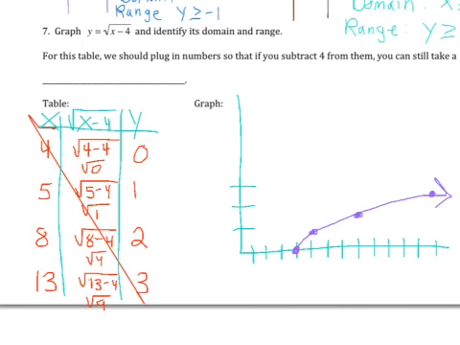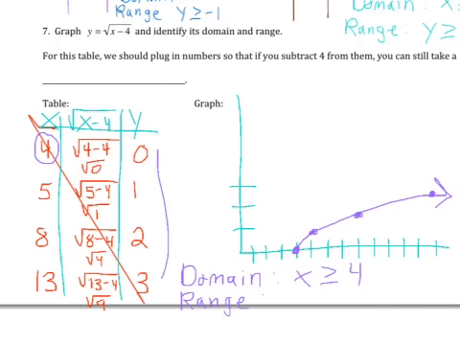So this is different from the other ones because this did not move up and down. This moved side to side. So that is going to affect our domain. The smallest number we were allowed to plug in was 4. So that means x is greater than or equal to 4. For our range, our smallest y value was 0 and then went up from there. So we get y is greater than or equal to 0.